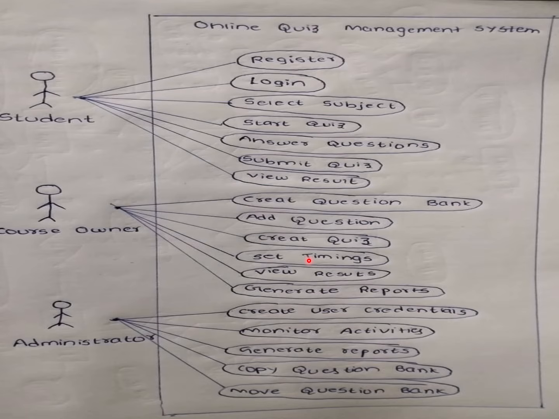From the question you have to find the system name first. Okay, you will draw a rectangle and write the name. After that, you will find the actors. Okay, after finding the actors, you should draw them like this. After finding the actors, you should know the use cases. That's all.